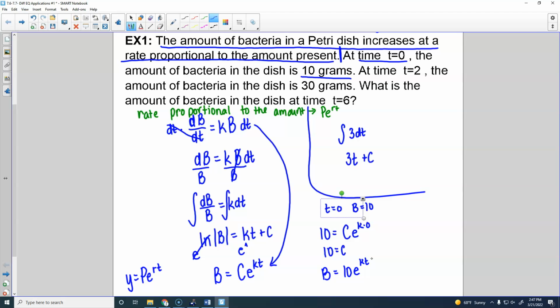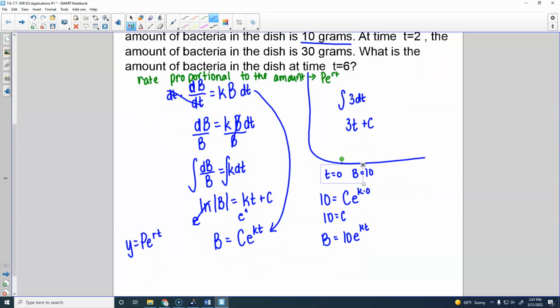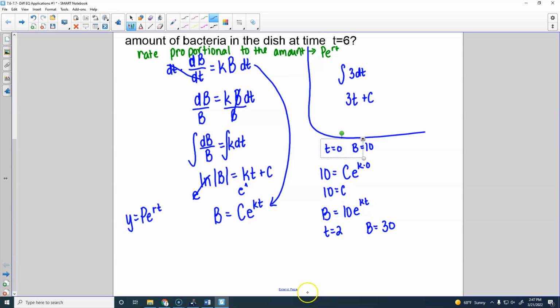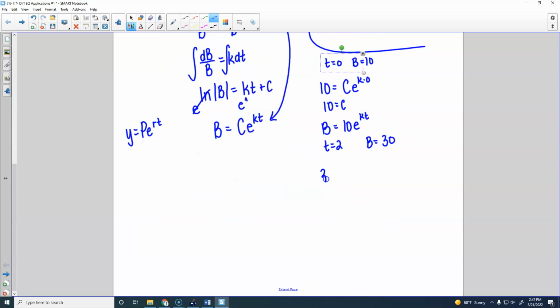We also need to find the K, that's our rate that we're going to have there. And then once we find it, we can plug in 6 to get our answer. So we got more information that we haven't used yet. What is that? At t equals 2, what does B equal? So if we plug that information into our equation, 30 equals 10e to the k times 2. And this time we're trying to solve for that k. This one's a little tougher to solve, but we can do it. How would we solve that for k? Divide by 10.